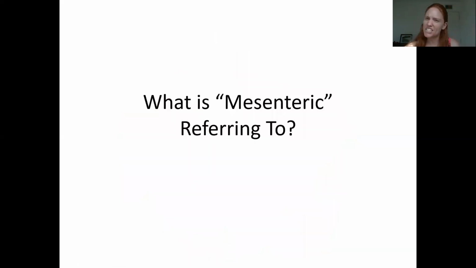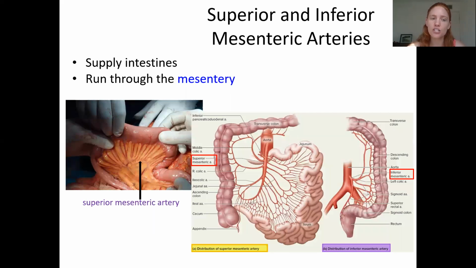Now, let's talk about mesenteric. We looked at two branches of the abdominal aorta that have the word mesenteric in them. What is mesenteric referring to? It's referring to the mesentery. These blood vessels are going to travel embedded in that mesentery. That's where the name comes from. The mesentery, remember, is that specialized membrane that connects the intestines to the back of the body wall, so they don't just fall out. And in this picture right here, what they're holding on to is the small intestine.